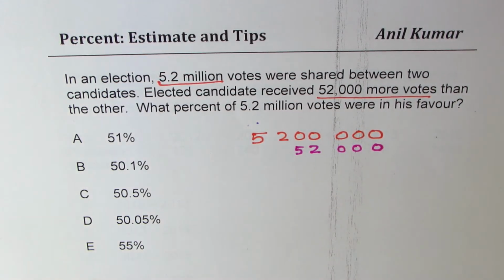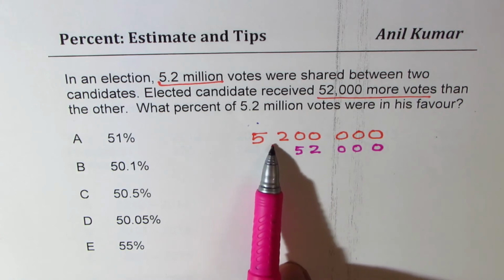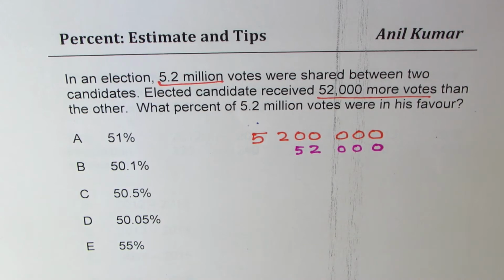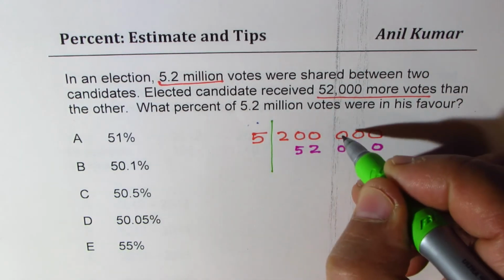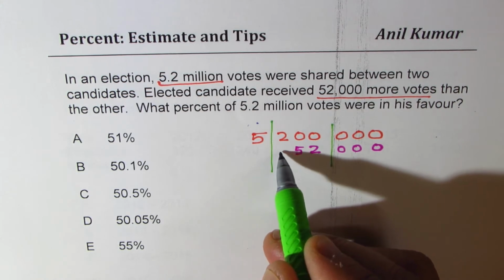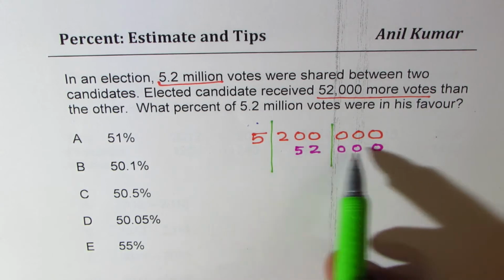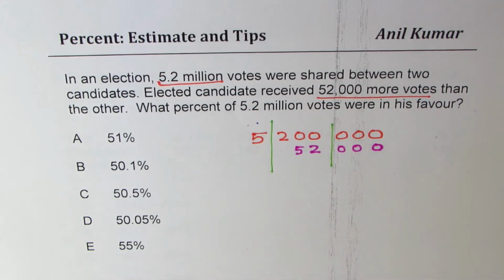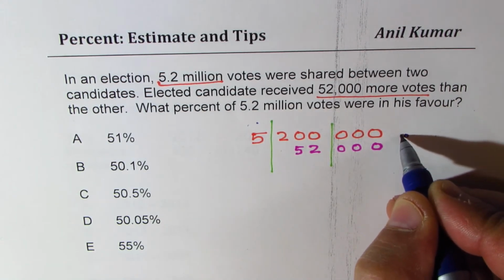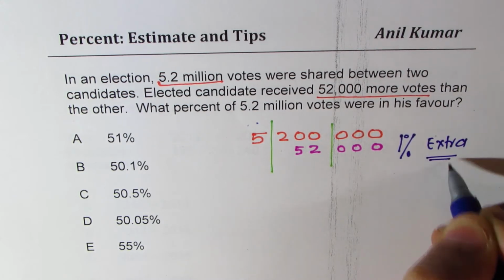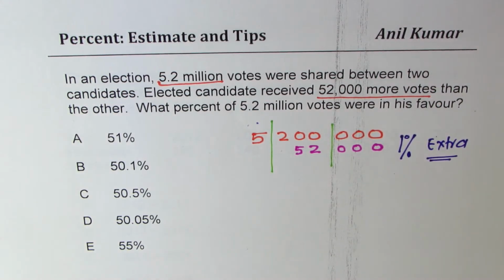Now, look at it percent-wise. If I move one place, it is 10%, and I may move two places away. Check how this is the basic concept, right? Do you see that? So this is 10%. 10% will be 520,000, and 52,000 is 1%. That means this number is 1% more. So he got 1% extra. So that is the key. He received 52,000 more means he got 1% extra.